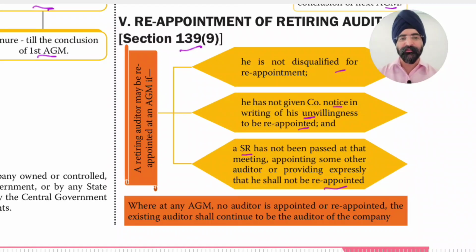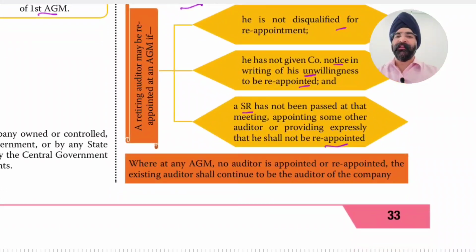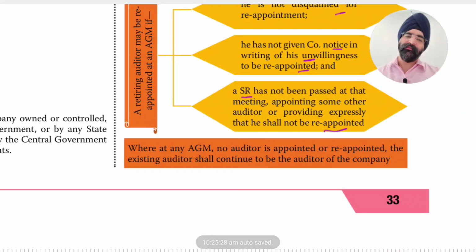So a special resolution is not passed at the meeting, either suggesting some other auditor or suggesting that this particular auditor be not reappointed. Such a special resolution is not passed. He himself has not shown unwillingness to be reappointed, and he is not disqualified to be reappointed. In these cases, the retiring auditor can be reappointed. Where at any AGM no auditor is appointed or reappointed, the existing auditor shall continue to be auditor of the company.